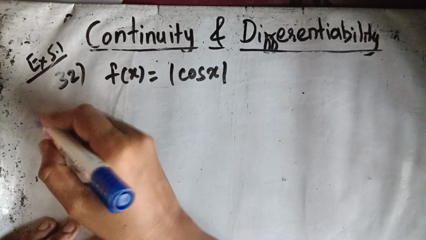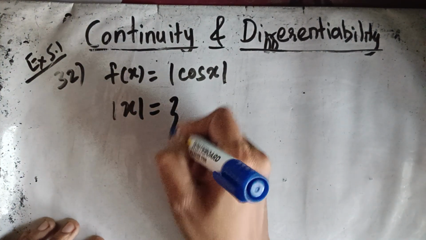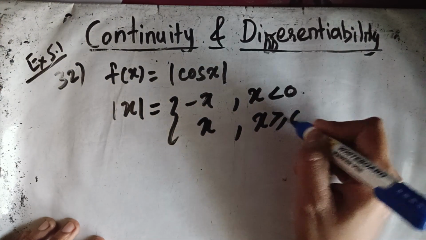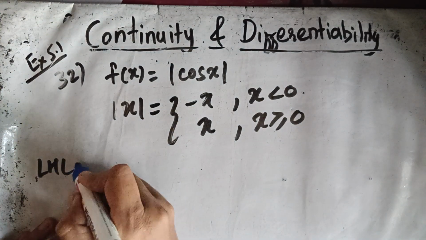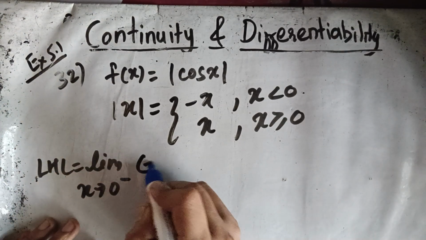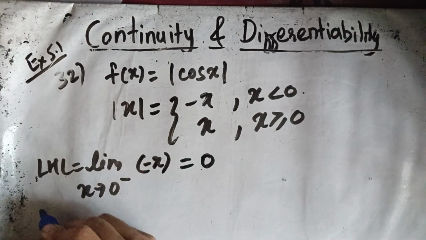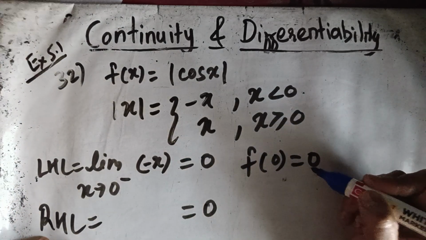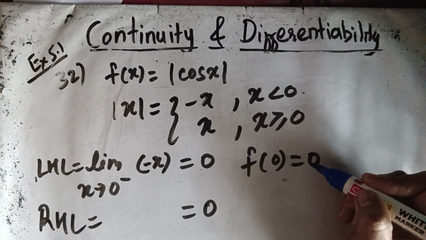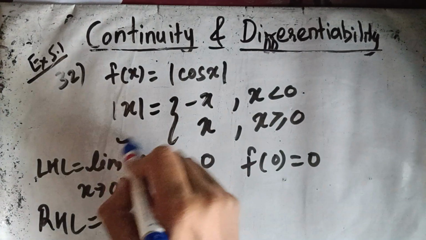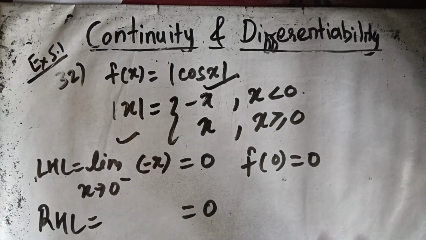Okay, see how mod of x is defined, it is given as minus x and plus x. This is for x less than 0. This is for x greater than or equal to 0. So you have to take LHL as limit x tends to 0 minus. So here it will be minus x, which is 0. For RHL also you will get 0. At f of 0 also it is 0. So it is continuous at x equal to 0. Okay, and it is continuous at all the points. So we can say that this is also continuous, this is also continuous, the composition is also continuous.